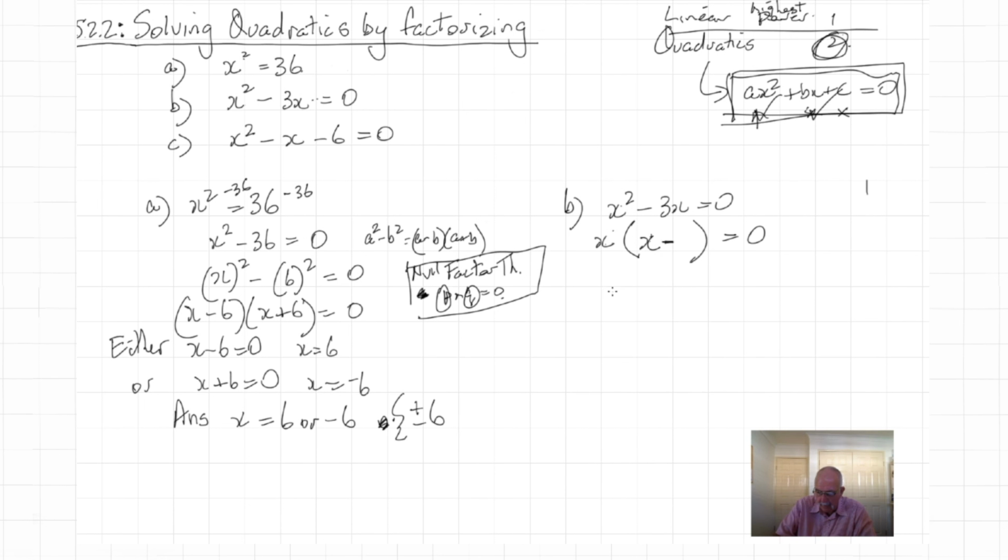The minus comes down. X times what is equal to 3x? So I've already got the minus down, so I don't have to worry about that. X times what is 3x? Well, that'll be 3.